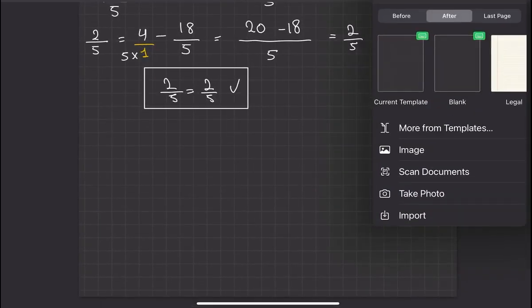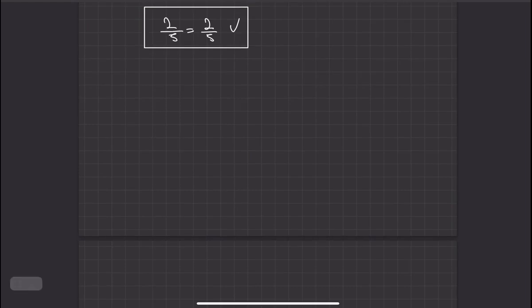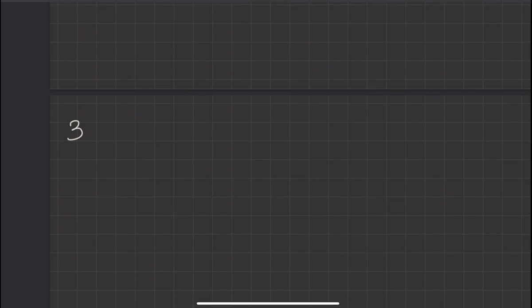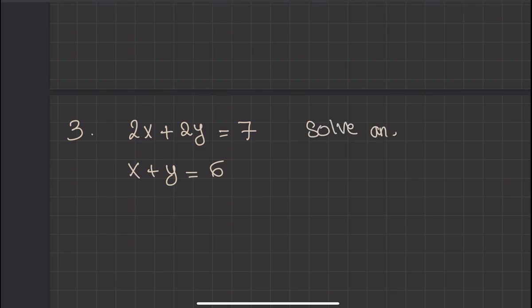I'm going to give you one more example. So the third example would be, let me just write it down for you. So the third example would be this one: 2x plus 2y equals 7, and x plus y equals 6. Solve and check.